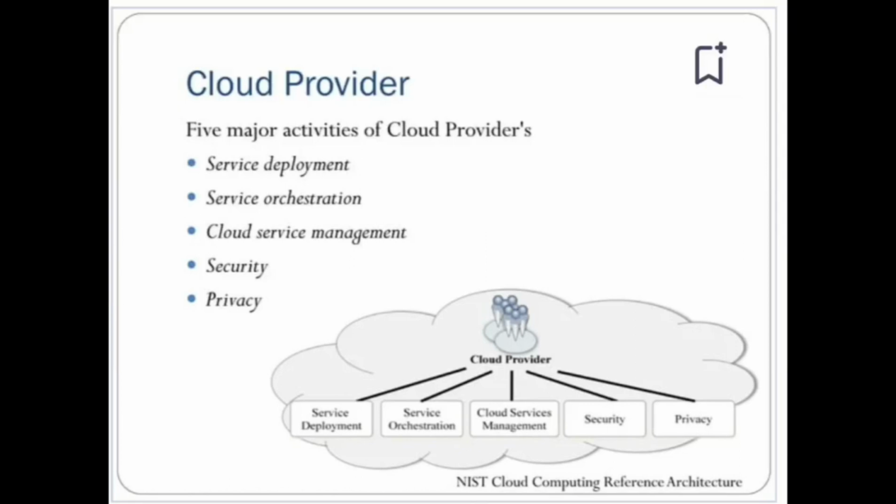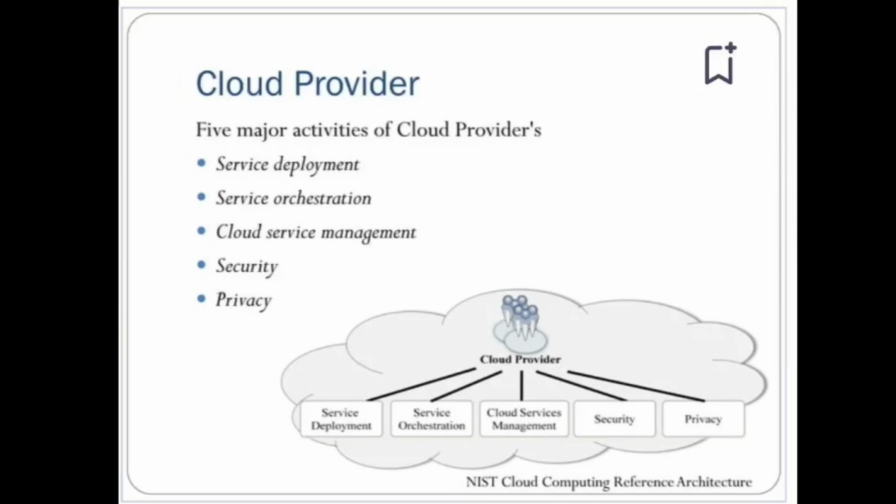Cloud provider. 5 major activities of a cloud provider: service deployment, service orchestration, cloud service management, security, privacy. This diagram defines the cloud provider in different ways. Just like we can see, service deployment, service orchestration, cloud service management, security and privacy.